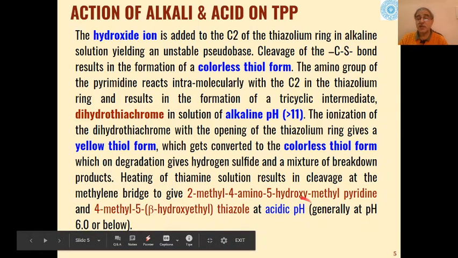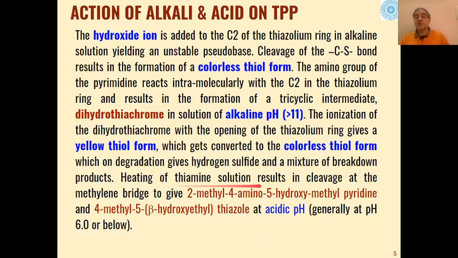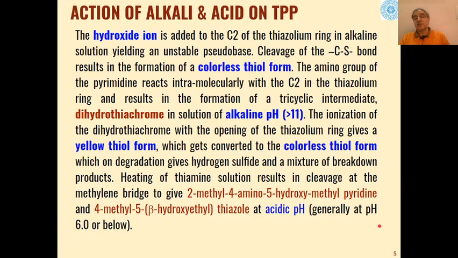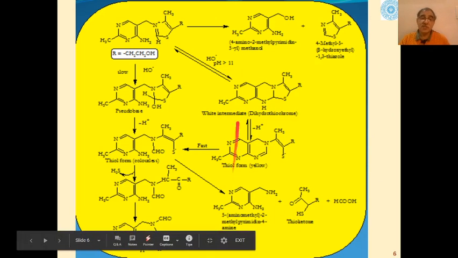Similarly, under acidic pH, if thiamine solution is heated, then cleavage of the methylene bridge between the pyrimidine ring and the thiazolium ring will take place. And the pH of the reaction should be less than 6 in most of the cases. So these are the various reactions.